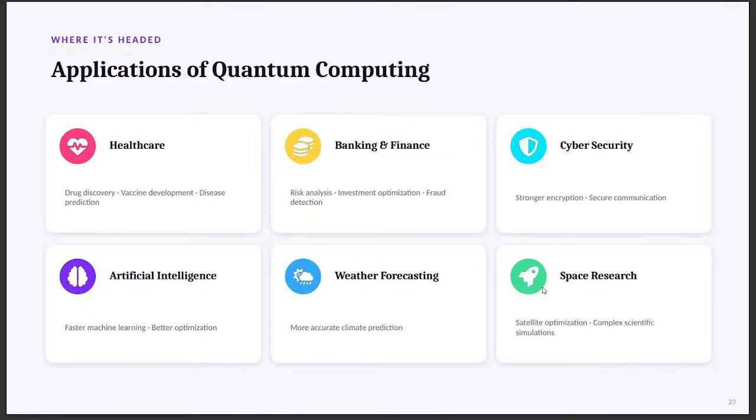And the last one is space research. Scientists simulate planets, satellites, and spacecraft, etc. The simulations require enormous calculations, Rana. So quantum computing may reduce the computation time for some of these particular scientific problems.